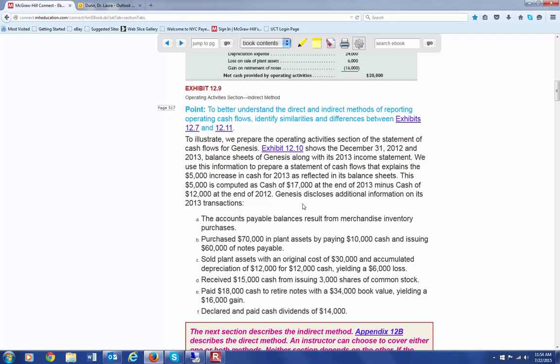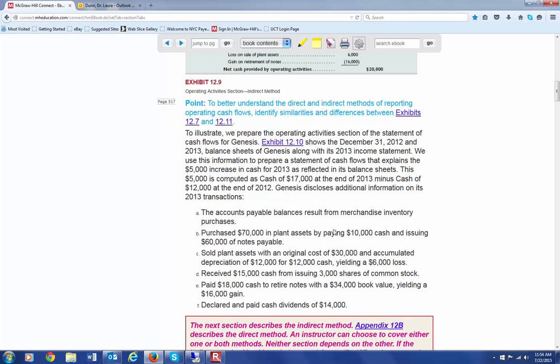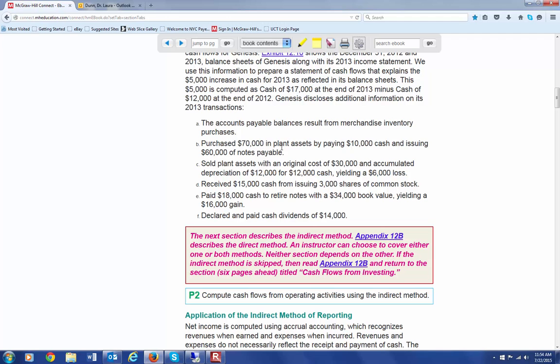So the $5,000 is computed as cash of $17,000 at the end of 2013 minus the cash of $12,000 that was available at the end of 2012. So the increase in cash for this year should be $5,000, because last year's statement ended with 12, this year's statement ends with 17, so there's a difference of 5,000.